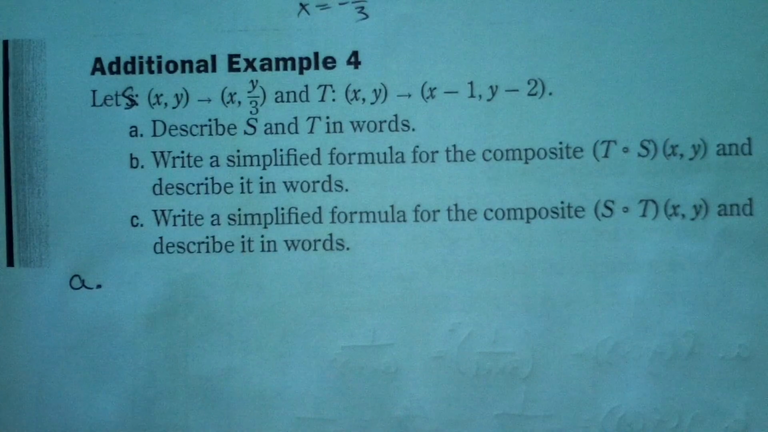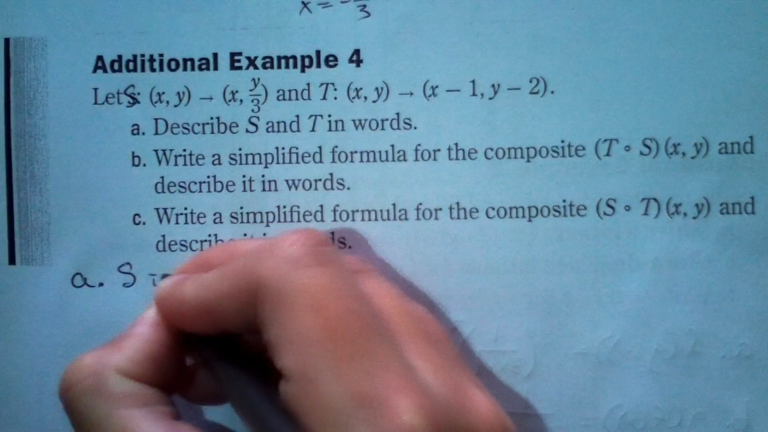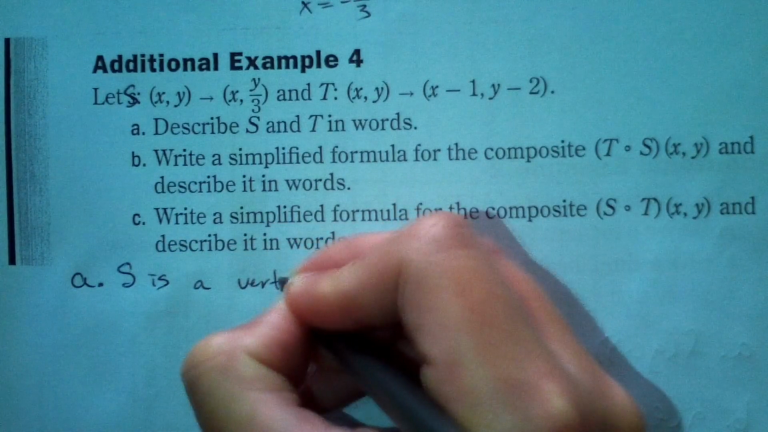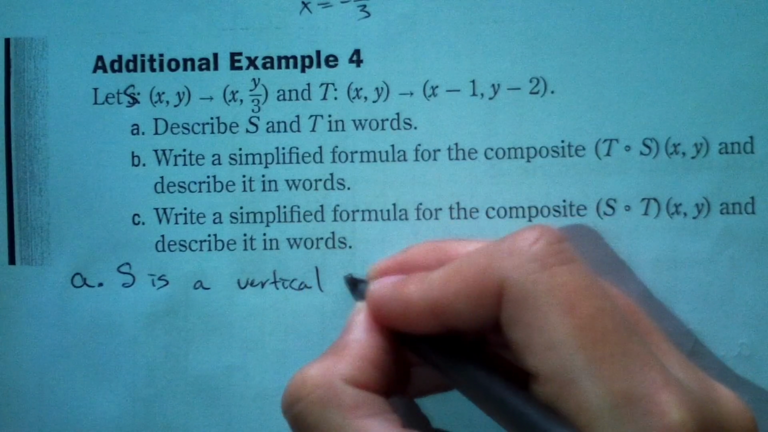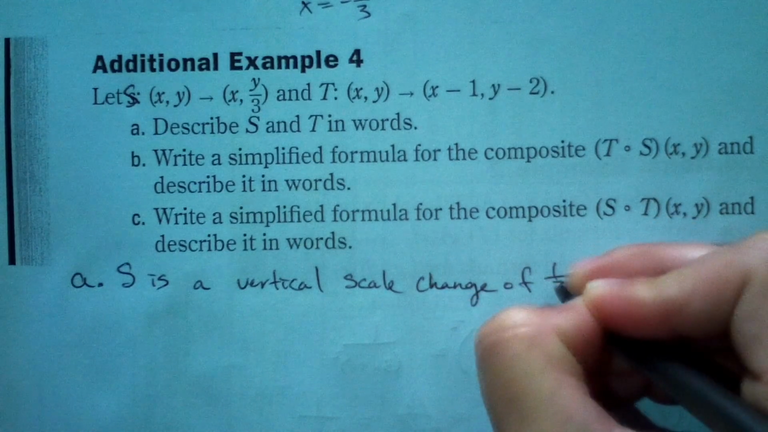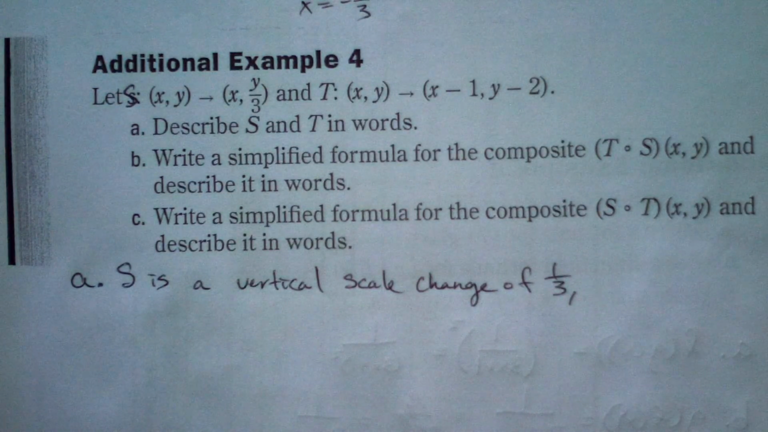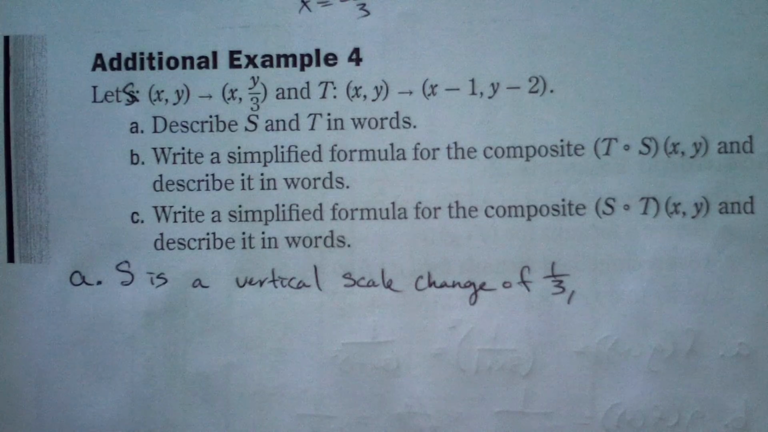So now when we say it in words, which one are we doing first, scale change or translation? The scale change. So I would just say first is a scale change of 1/3, or maybe we should put a vertical scale change of 1/3. And then followed by the translation part. So translation, left 1 and down 2. So just kind of repeating the same stuff, just in the order they ask us for.